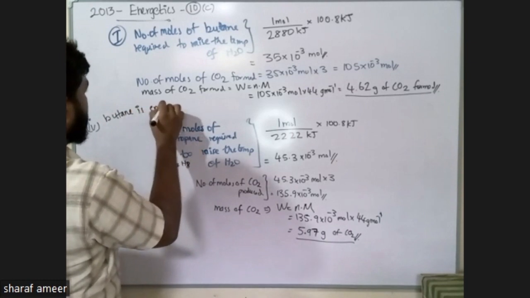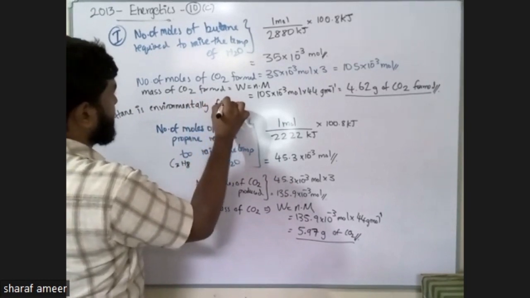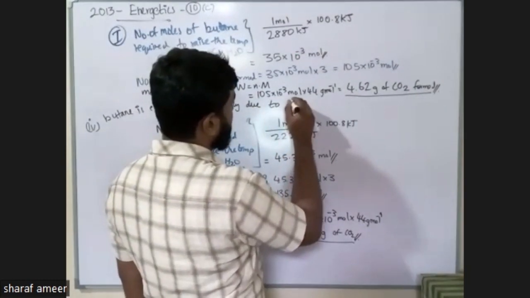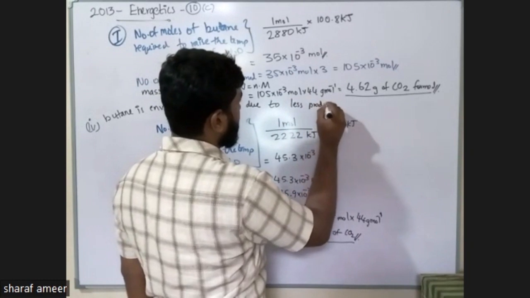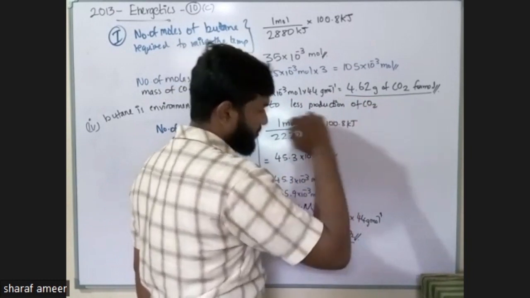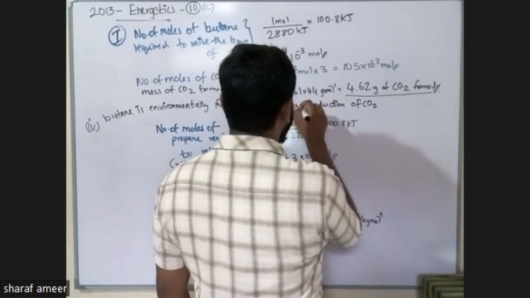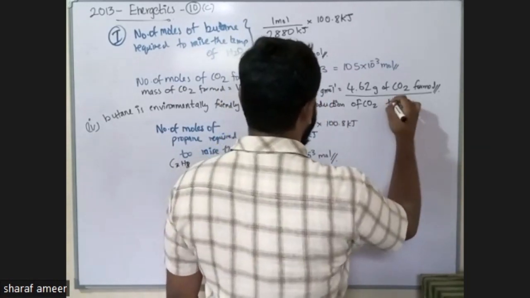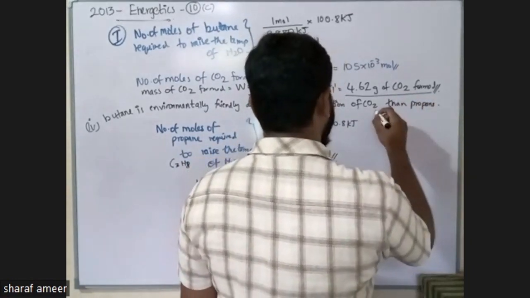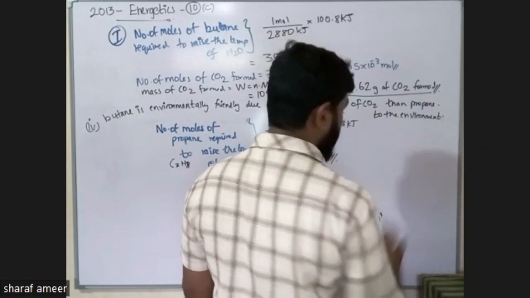So butane is environmentally friendly due to lower production of carbon dioxide than propane to the environment. Instead of less, you can use lower production of carbon dioxide. Right?